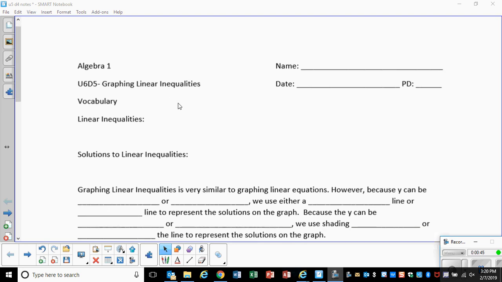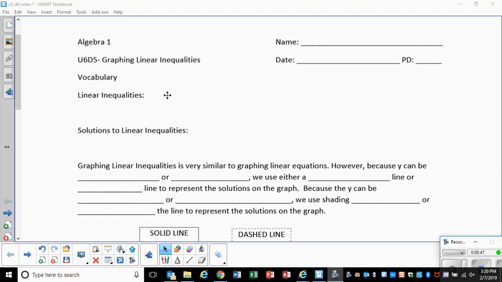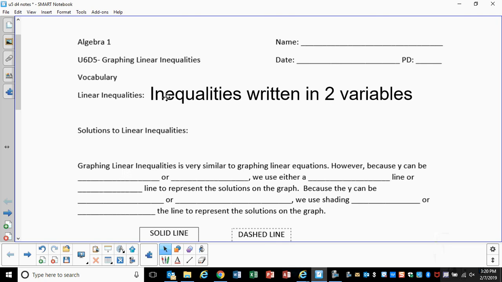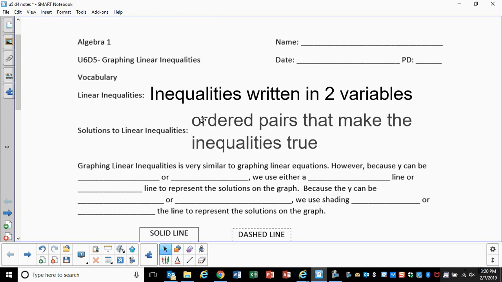Okay, so let's start with vocab. A linear inequality or linear inequalities are just inequalities that are written with two variables, an x and a y. They are very similar to linear equations, where you're going to see a lot of stuff that looks like mx plus b. The only difference is, instead of an equal sign, it's got an inequality. Now, solutions to linear inequalities, just like solutions to linear equations, are ordered pairs that make the inequality true. Okay, so it's an x and a y that you can plug in for those variables, where when you simplify, it actually comes out true.